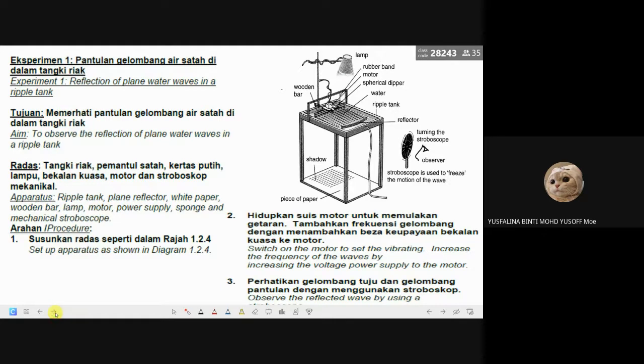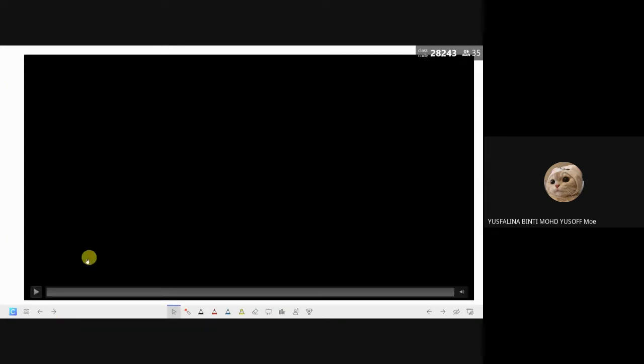For the first experiment, you have to see the plain water wave in the ripple tank. This is the setup of the apparatus for the experiment on reflection of waves. Remember, this is the stroboscope. What is the function of the stroboscope here? It is to freeze the motion of the wave, so we can measure the wavelength. This is the piece of white paper to show the patterns of the wave. Let's see the video for the reflection of waves.